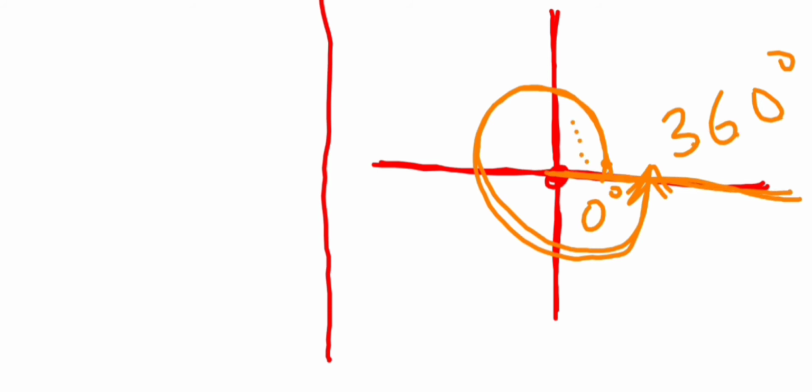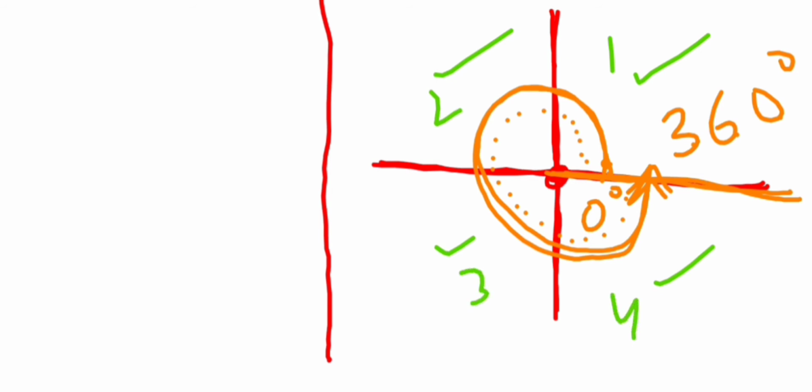So the angle basically increases according to the quadrant. We should say this is first quadrant, second quadrant, third quadrant and fourth quadrant. 1, 2, 3 and 4. Each quadrant has a value of angle of 90 degrees.